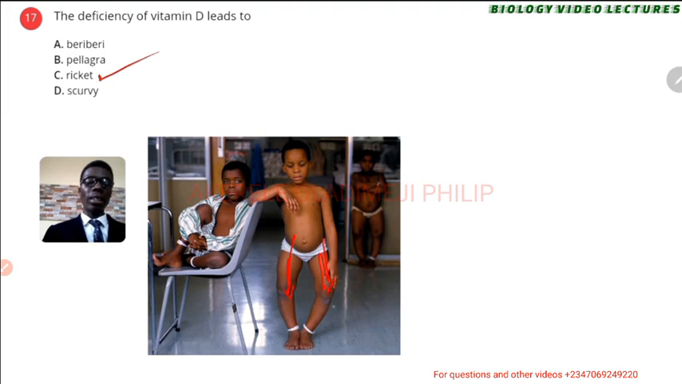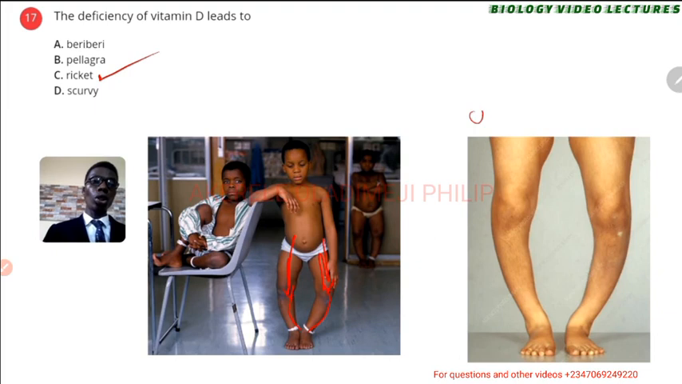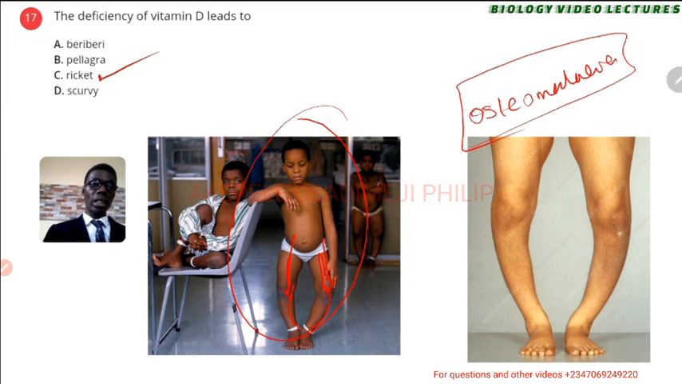To some extent, if it is noted on time, it could be corrected. If the child is still growing and you take some necessary things, it could actually get better to some extent. However, it doesn't only happen in children. It also happens in adults, like this, and this one is called osteomalacia, meaning softening of bones in adults. So rickets is in children due to lack of vitamin D, and osteomalacia is in adults.